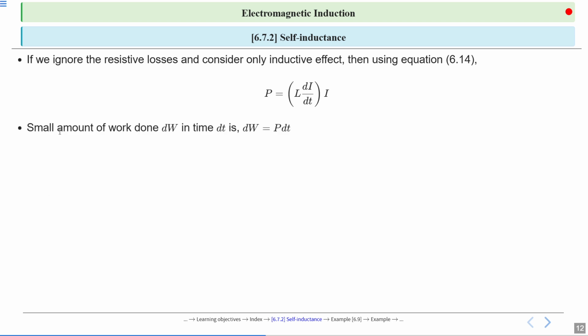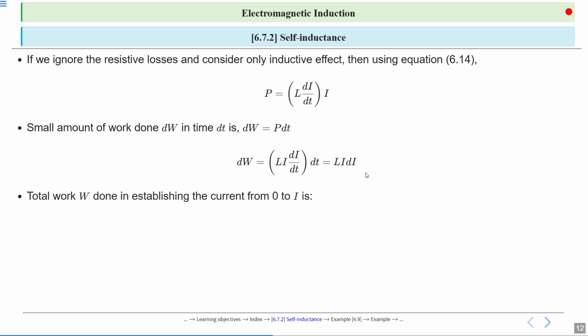Okay, so small amount of work done dW in time dt is dW equal to P dt. We know that work done is equal to power into time. So small work done is equal to power into small time dt. So dW will be power into dt. Power is L di by dt into I, so L I di by dt into dt. So dt and dt will cancel out, and we will get dW equal to L I di.